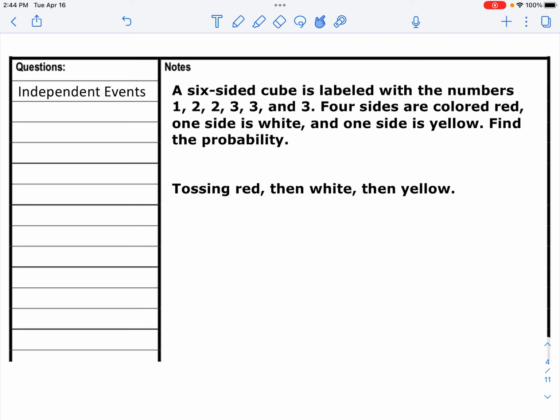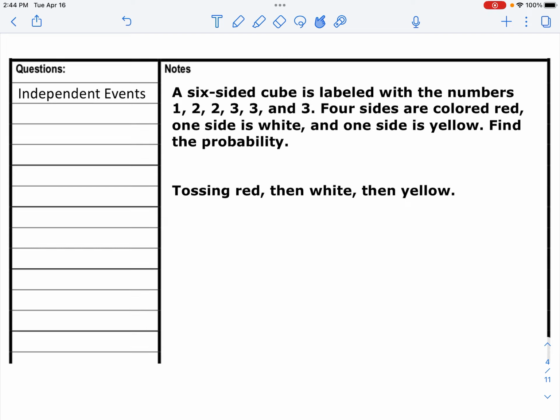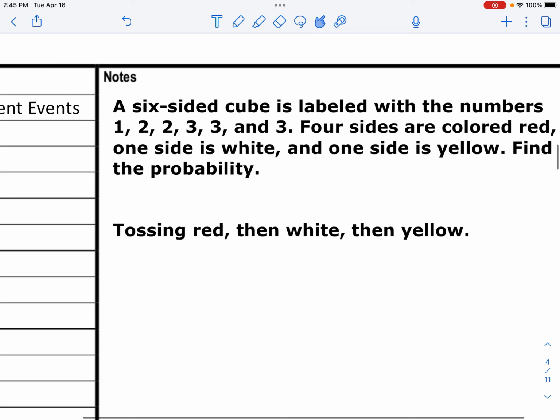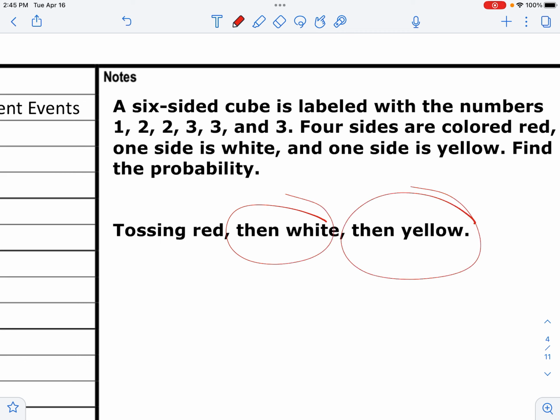A six-sided cube is labeled with the numbers 1, 2, 2, 3, 3, and 3. Four sides are colored red, one side is white, and one side is yellow. Find the probability of tossing a red, then a white, then a yellow. The first time I roll, I could get a red. Then the second time, the fact that I got a red or something else the first time doesn't change my chance of getting a white, and that doesn't change the probability of getting a yellow. So these are three independent events.